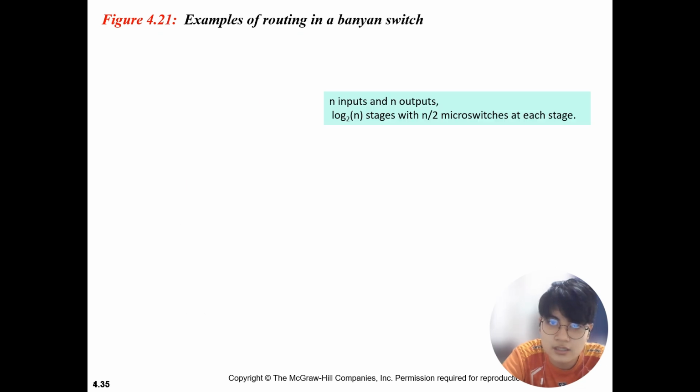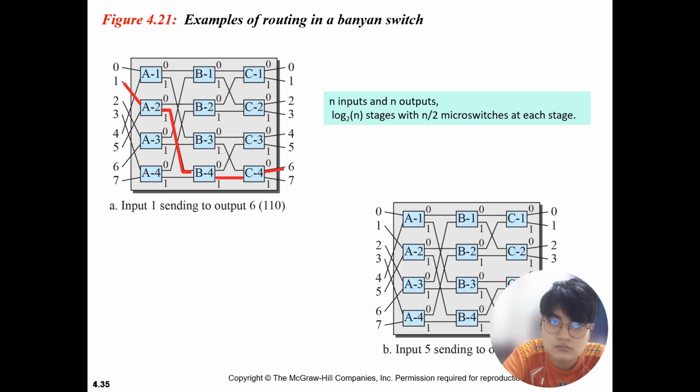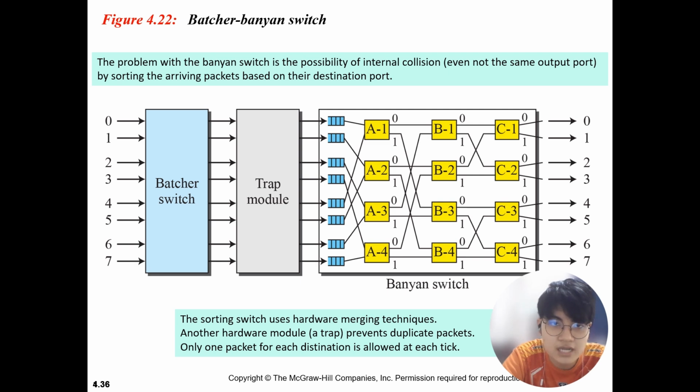Example of routing in a Banyan switch. Batcher Banyan switch. The problem with a Banyan switch is the possibility of internal collision, even when packets are not headed to the same output port. This is solved by sorting the outgoing packets based on the destination port. The sorting switch uses hardware merging techniques. Another hardware module, the trap, prevents duplicate packets. Only one packet for each destination is allowed at each tick.